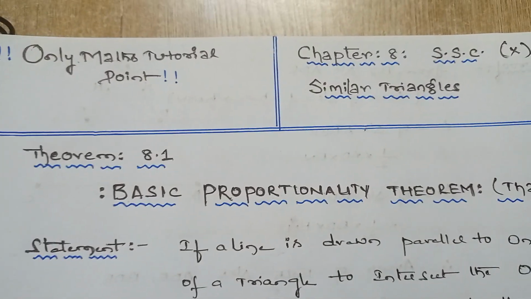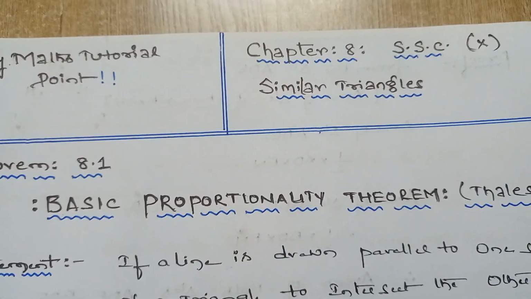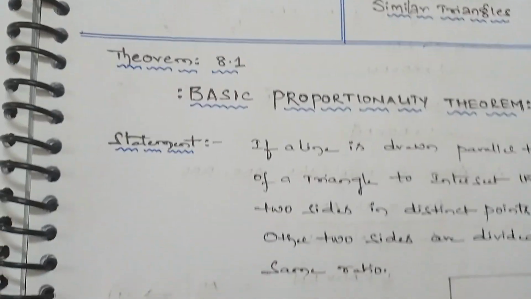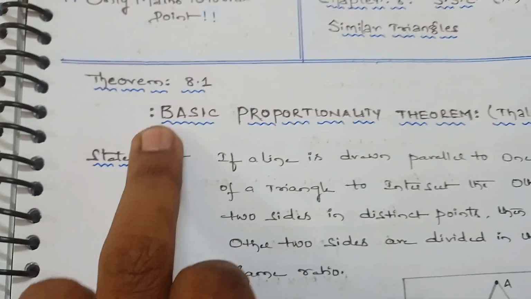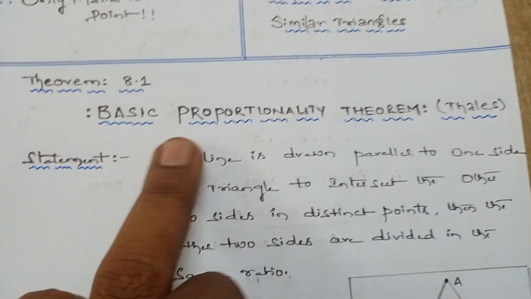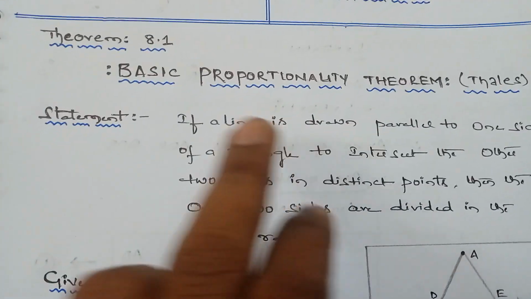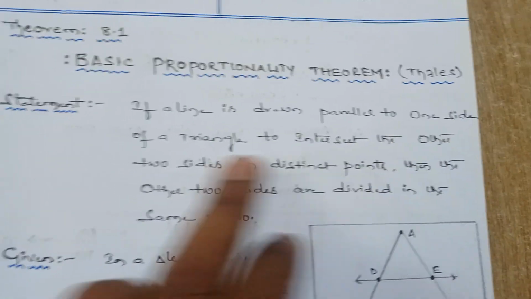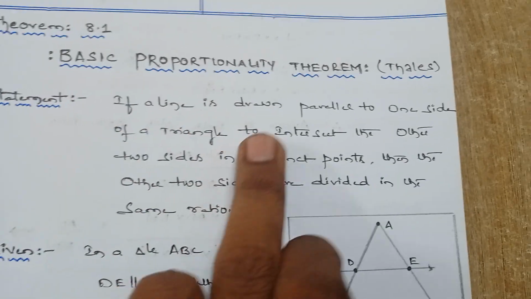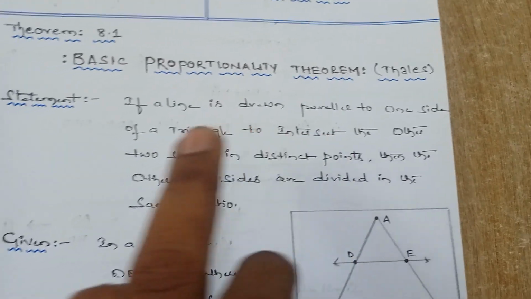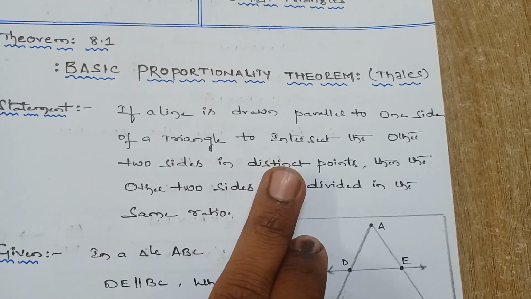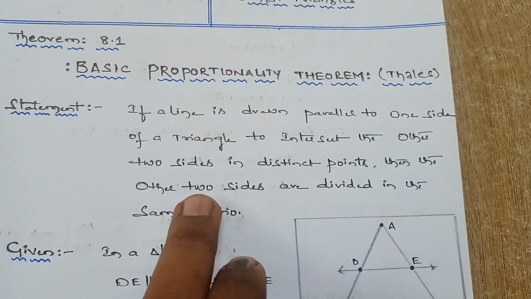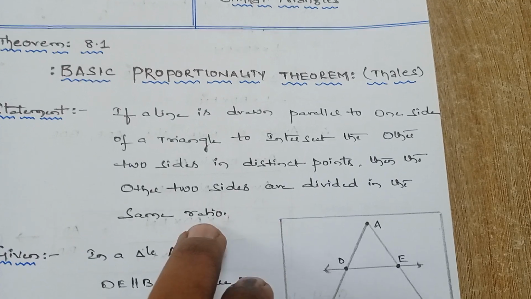Today we are starting with chapter 8 of class 10th state syllabus, similar triangles, theorems. So today we are going to start with theorem 8.1, the Basic Proportionality Theorem. Very important, we can call it BPT or also Thales theorem. So what is the statement? If a line is drawn parallel to one side of a triangle to intersect the other two sides in distinct points, then the other two sides are divided in the same ratio.